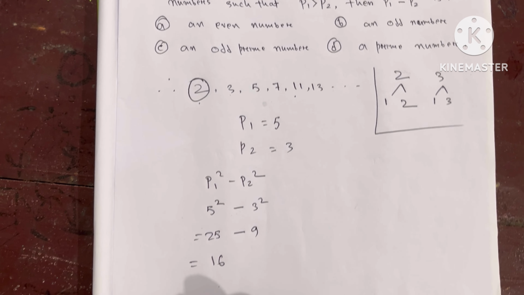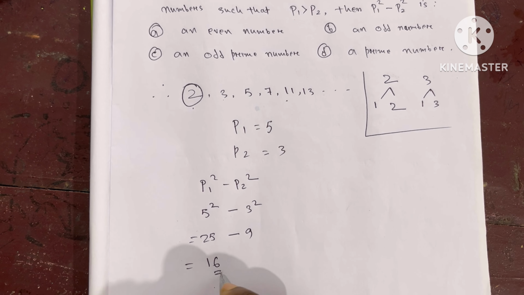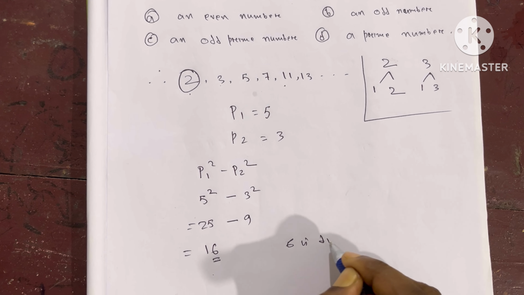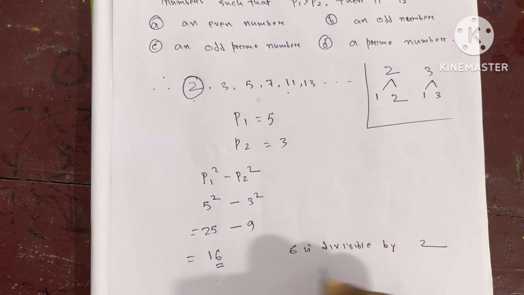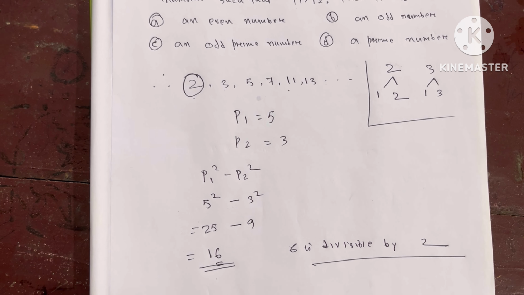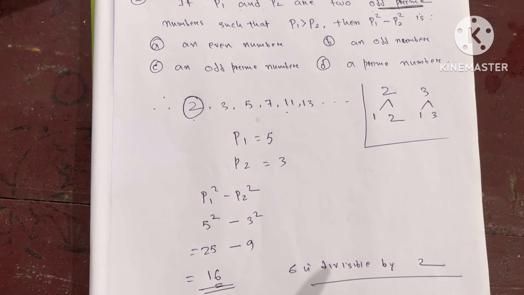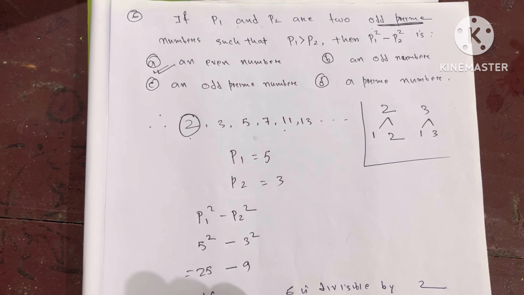So 16 is an even number. Yes or no? Because its unit digit is 6, and 6 is divisible by 2. So if 6 is divisible by 2, it means 16 is also divisible by 2. Therefore 16 is an even number. So that means option A is correct.